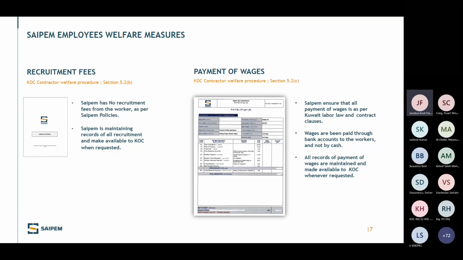Payment of wages. SAIPAM ensures that all payment of wages is as per Kuwaiti law and contract clauses. Wages are being paid through bank accounts to the workers and not by cash. All records of payment of wages are maintained and made available to KOC whenever requested.